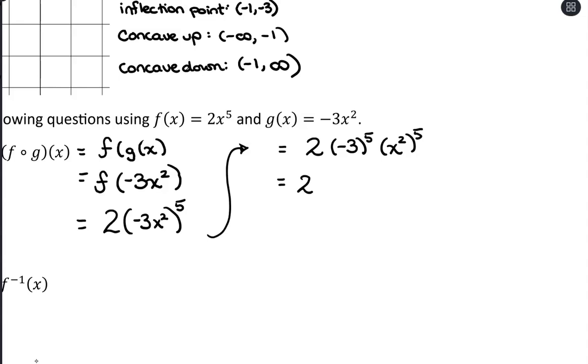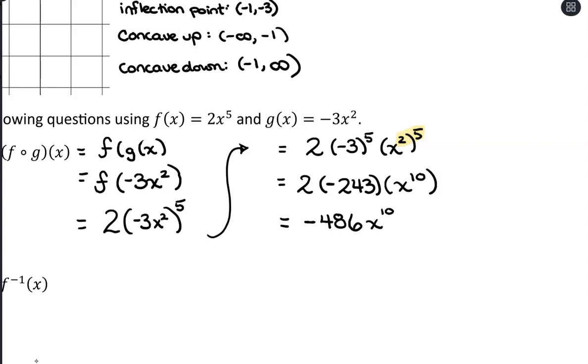So let's keep the 2 there. And then because it's negative raised to an odd power, that's going to stay negative. So negative 243. And then here we have our exponent property, power to a power, so we multiply those together. So that'll be x to the 10th power. And one more step here, 2 times a negative 243 is 486. So I'm going to have negative 486 x to the 10th.